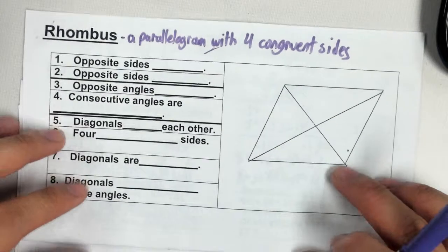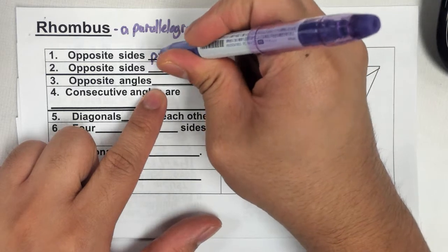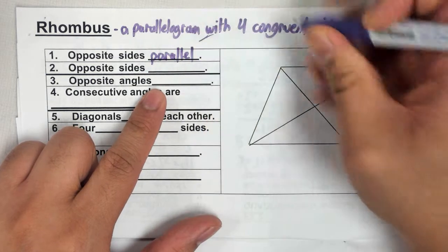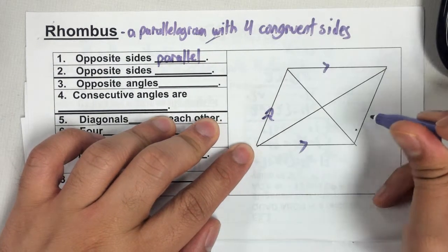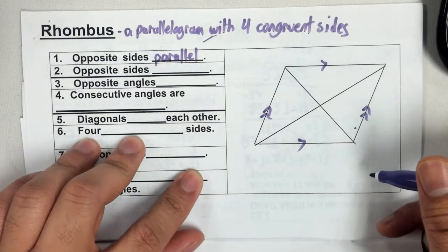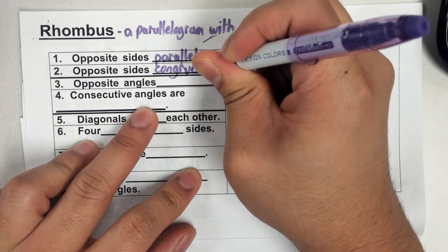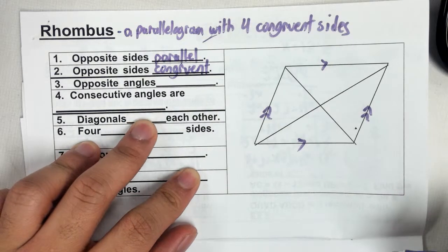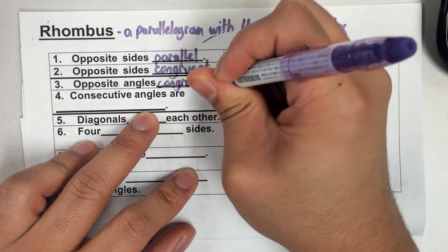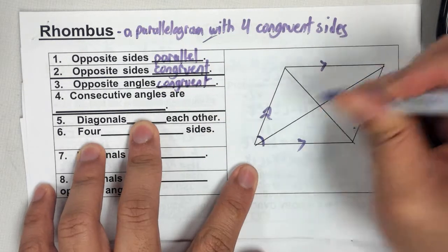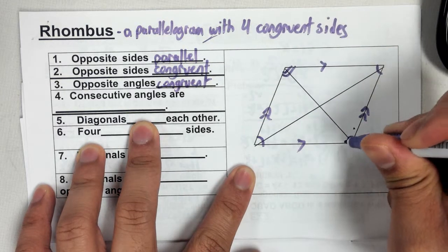Let's go through properties. Just like a parallelogram, opposite sides are parallel, which means this side is parallel down here and the left side is parallel with the right side. Then we have opposite sides that are congruent. I'll go more on that later. Opposite angles are congruent, which means this angle is congruent right there, and this angle is congruent down here.